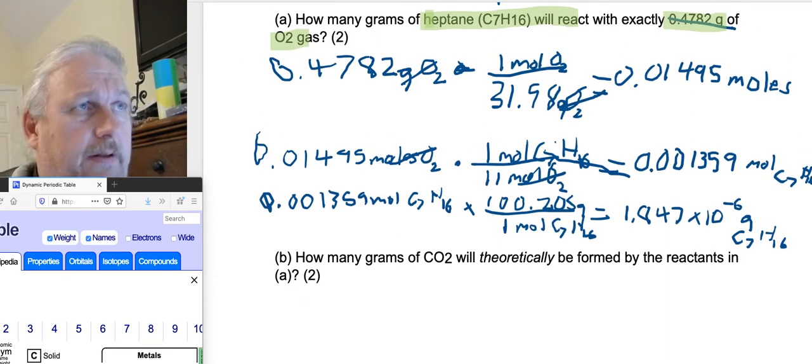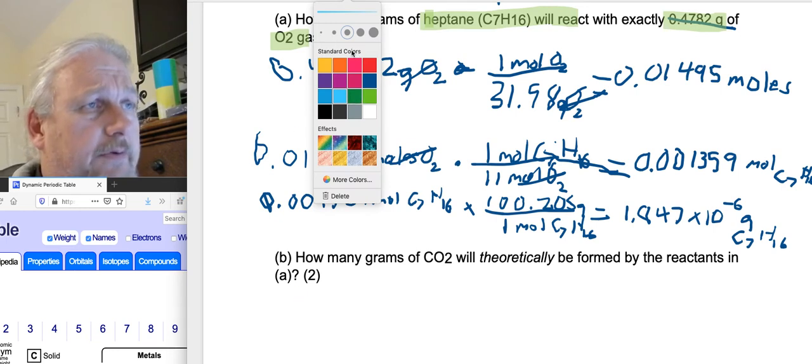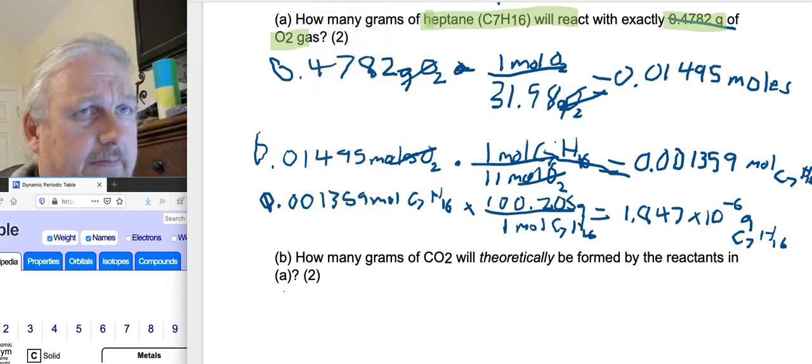Let me grab a marker, let's go blue, and then green. So I've got 0.4782 grams of O2 gas.